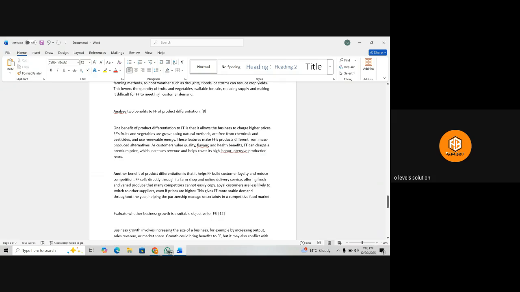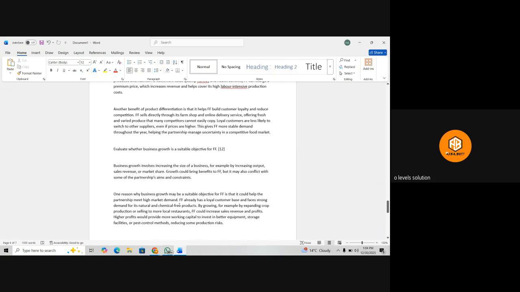Another benefit of product differentiation is that it helps FF to build customer loyalty and reduce the competition. So FF sells directly through its farm shop and online delivery service, offering the fresh and varied produce that many competitors cannot easily copy. Loyal customers are less likely to switch to other suppliers even if the prices are high. So this gives FF more stable demand throughout the year, helping the partnership manage uncertainty in a competitive food market.